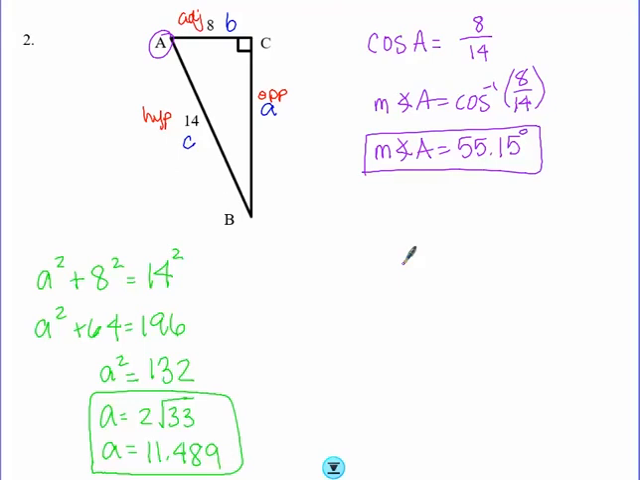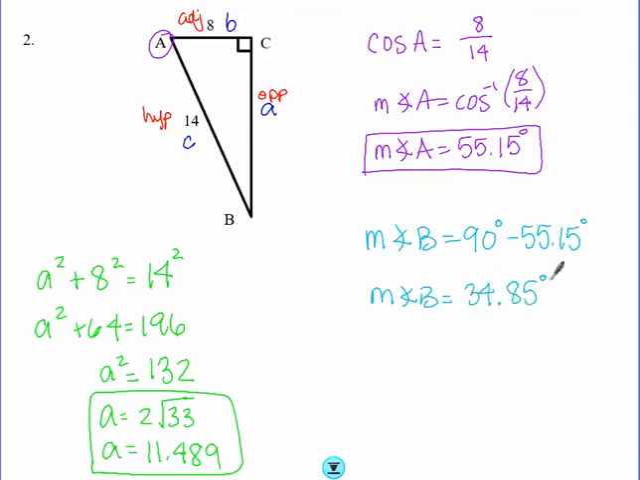Then I need to find the measure of angle B. So I could relabel my triangle with opposite, adjacent, and hypotenuse, or I could just do measure of angle B equals 90 degrees minus 55.15 degrees. So measure of angle B is 34.85 degrees.